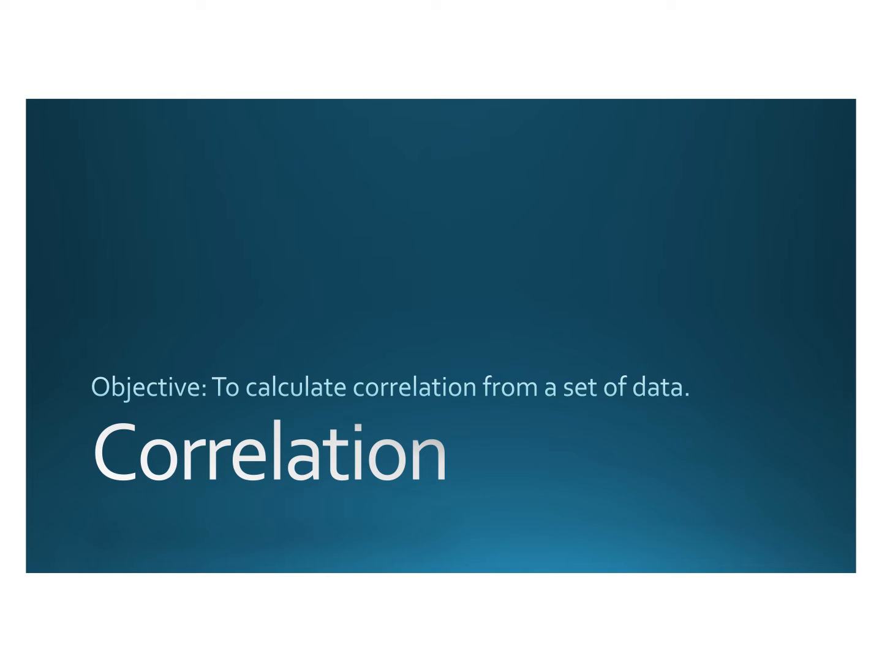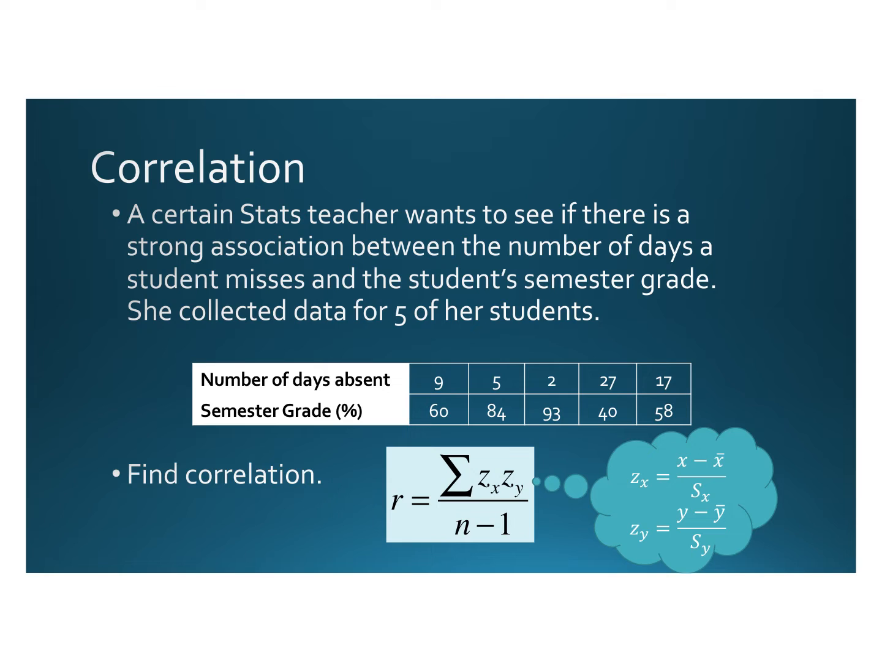Today you will find correlation from a set of ordered pairs. So we're just going to start with an example. A certain stats teacher wants to see if there's a strong association between the number of days a student misses and the student's semester grade. Notice that we have data on 5 students, and it's illustrated in the XY table. We're going to find the correlation.